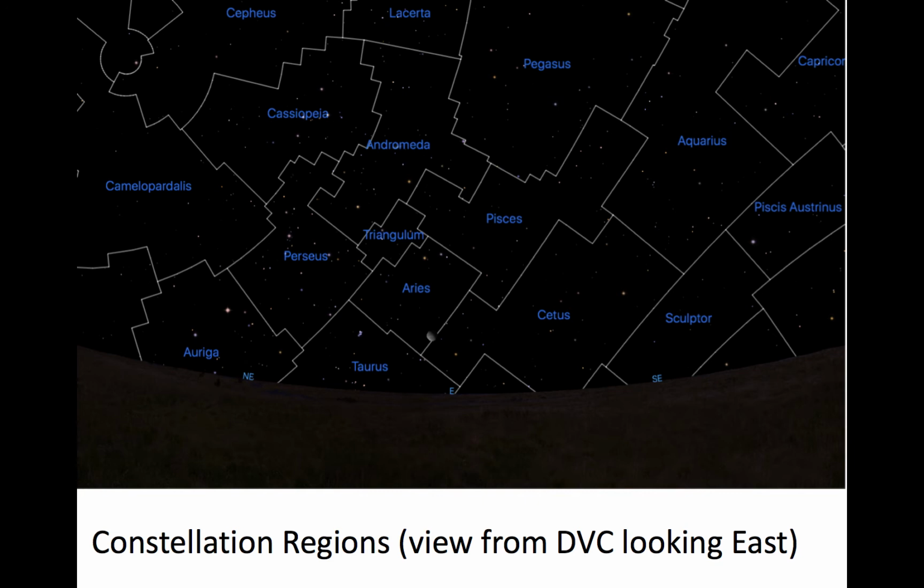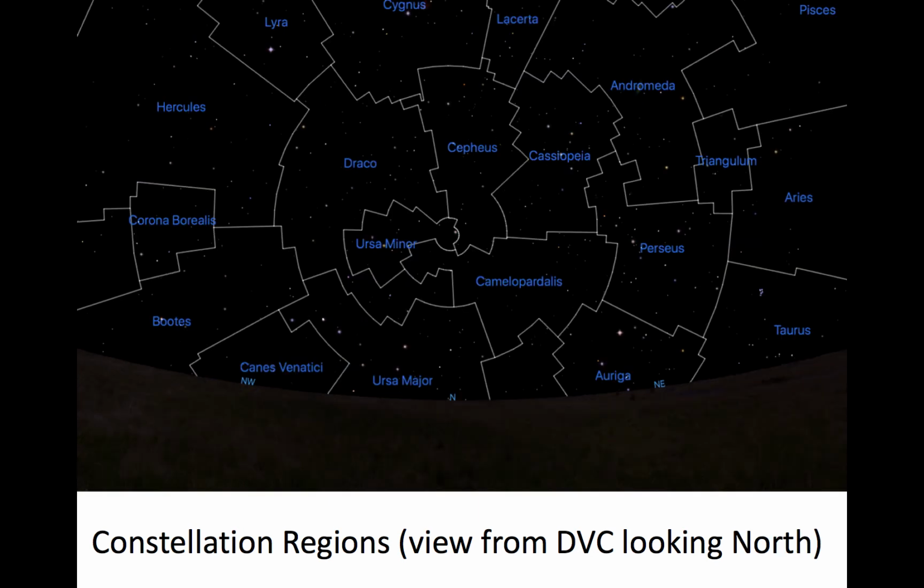Here is a view of the constellation regions looking to our east. You should recognize some of the labels from our discussion about the zodiacal constellations that run along the ecliptic. Here's a view of the constellation regions to the north. Notice how the regions seem to converge at the center. The apparent center is the location of Polaris and the North Celestial Pole.